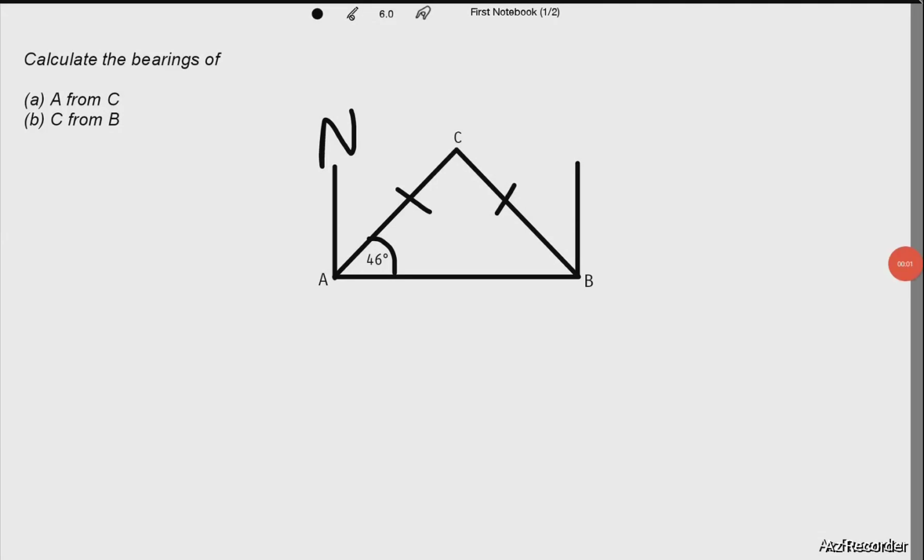Welcome to this video. Here we'll look at a question from the topic bearings. This is a past paper question. Calculate the bearings of A from C. So we are told A from C.